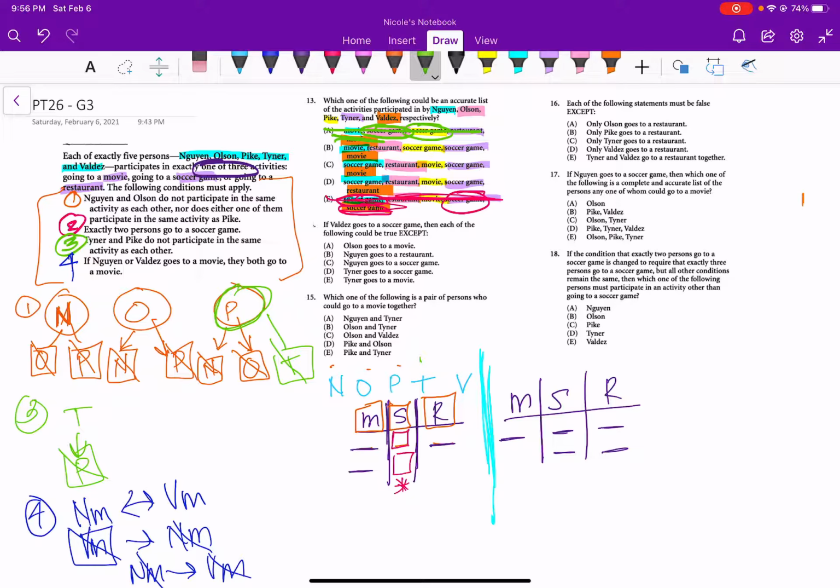All right. Rule number 2 is exactly 2 people go to a soccer game. So I just want to check all my rules and see if 2 people are going to a soccer game. It's okay in B, it's okay in C, and it's okay in D.